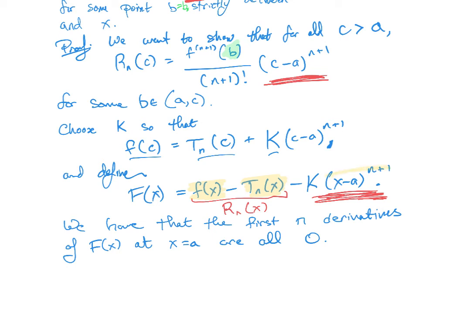And then this guy with the capital K, well, you take the first n derivatives of it, and you plug in a, and you get 0. Because all its derivatives are some number times x minus a to some power 1 or greater. Okay?